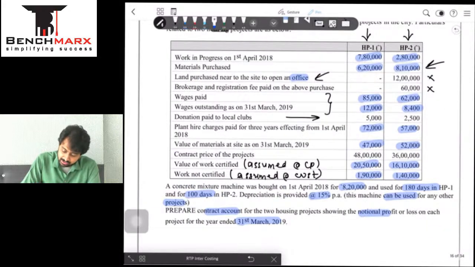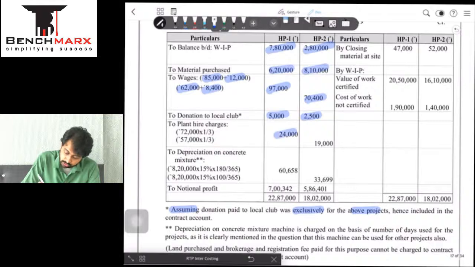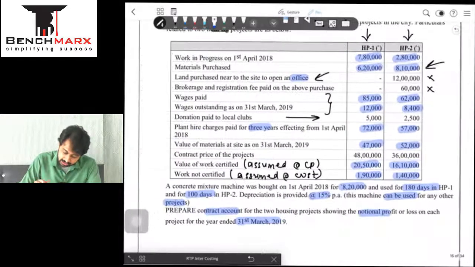Then we've got plant hire charges, but it is said for 3 years. So if it is for 3 years, then 72/3 and 57/3, that is nothing but 24, that is 1/3 of 72, and 19, that is nothing but 1/3 of 57. My job is not to take the entire hire charges. If it is a 1 year contract account, I should take only 1 year's cost in the contract account. Okay. Next is depreciation.